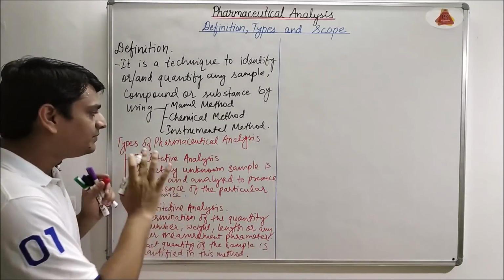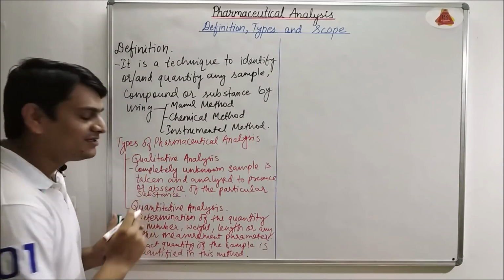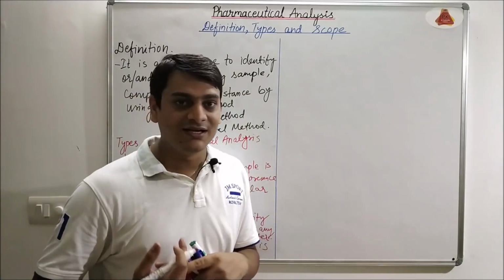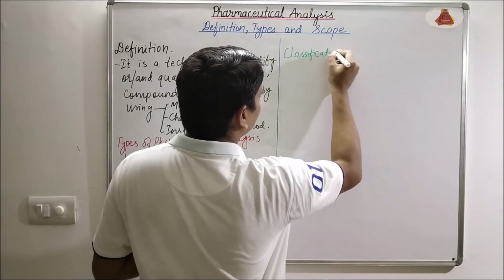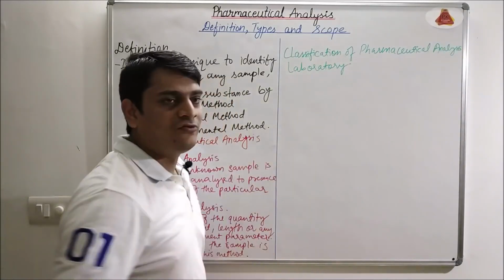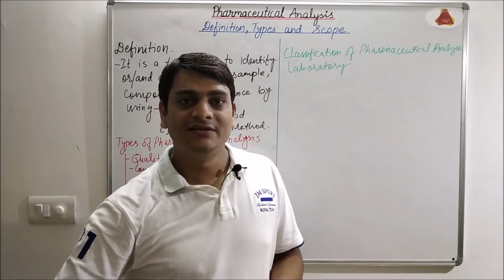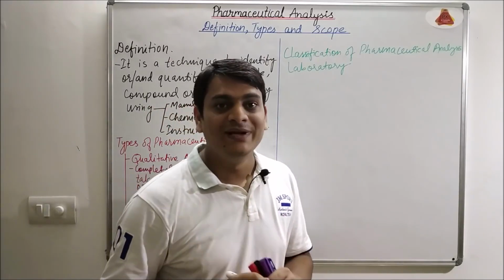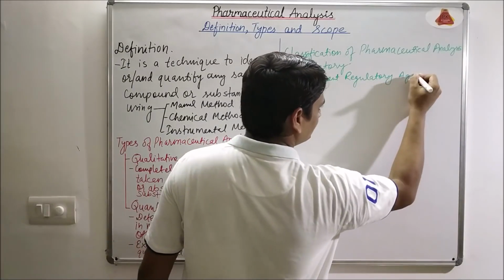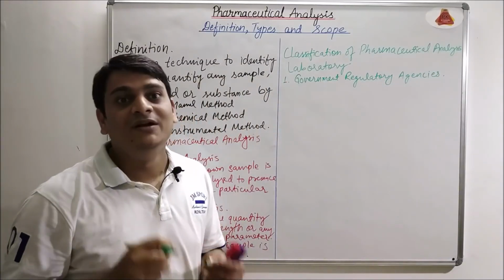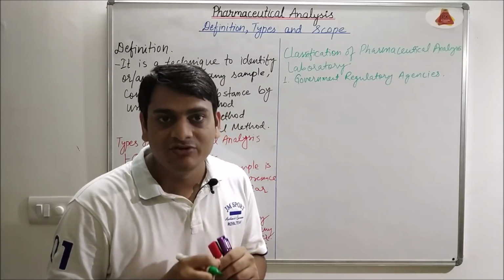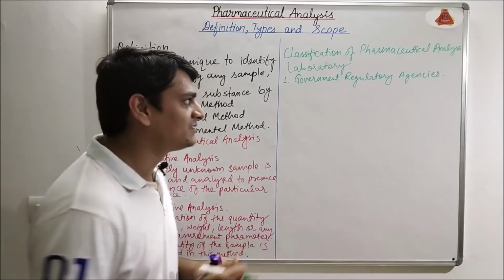So these are the two types of pharmaceutical analysis. First one is qualitative and the second one is quantitative. Now coming to the different types of laboratories available for pharmaceutical analysis. So the pharmaceutical analysis laboratory in India is categorized into 5 categories. So first one is government regulatory agencies. Various government regulatory agencies are established by central and state government, and these agencies are continuously monitoring and analyzing the drug samples.